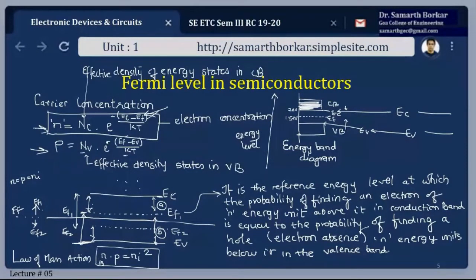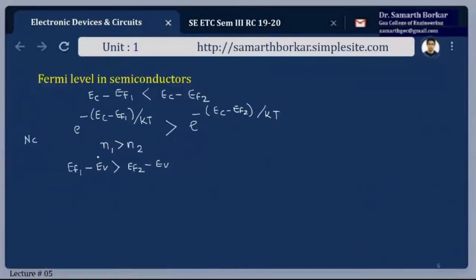And then we are taking the negative of it. So let me write EF1 minus EV is greater as compared to EF2 minus EV. I hope you people are following this. Then we substitute in the expression: e raised to minus (EF1 minus EV) by KT will be less than e raised to minus (EF2 minus EV) by KT.